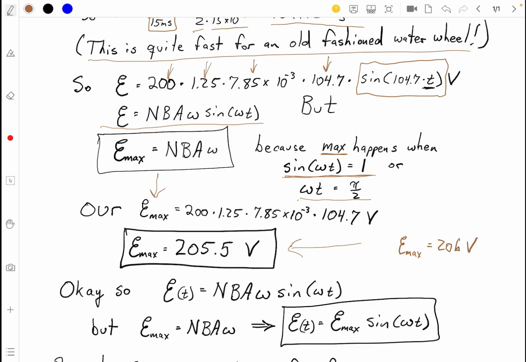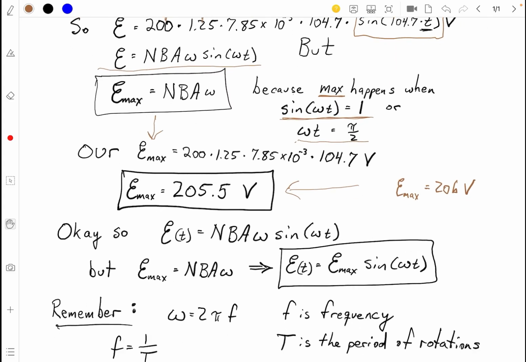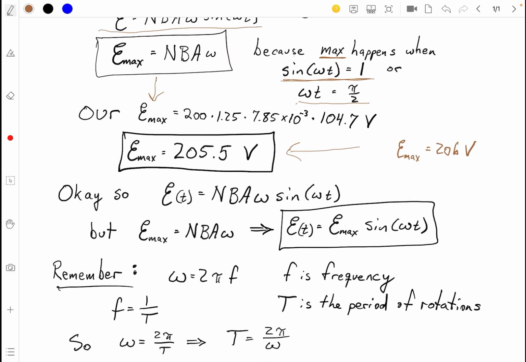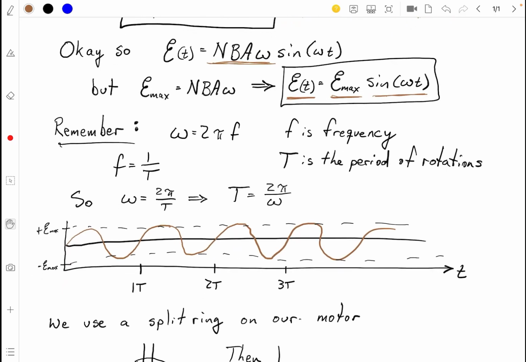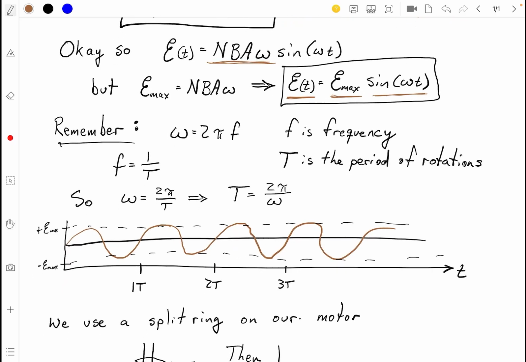Right, so keeping all that in mind, if E max is this, that's our epsilon max, then we just substitute that in here, and now we've got our EMF as a function of time. It's our E max times the sine of omega t. And that's really it. Now I want you guys to remember a few things. I know you know this stuff, but I want you to bring it back to memory.